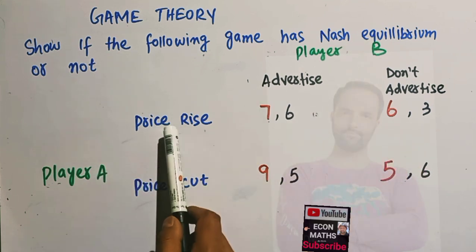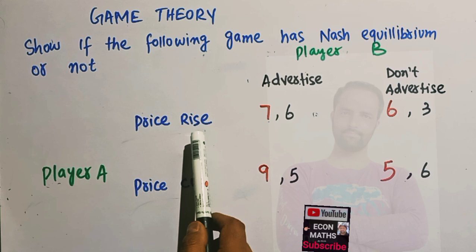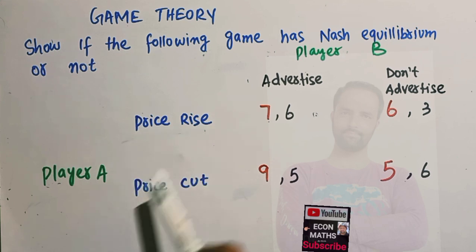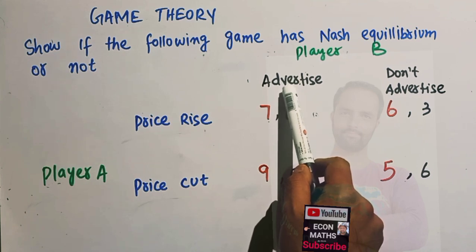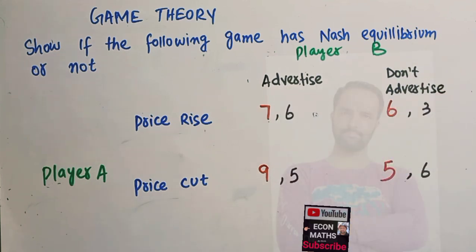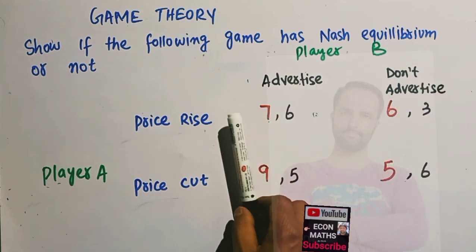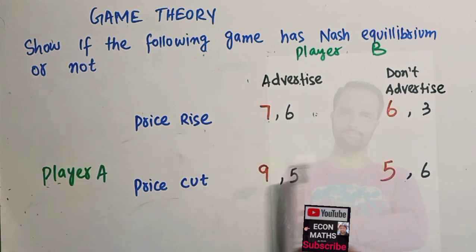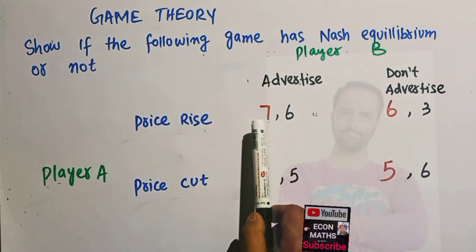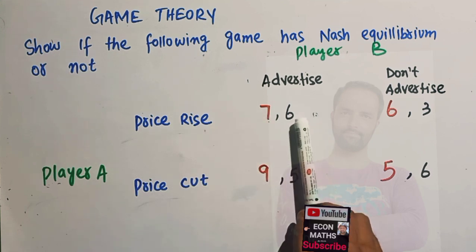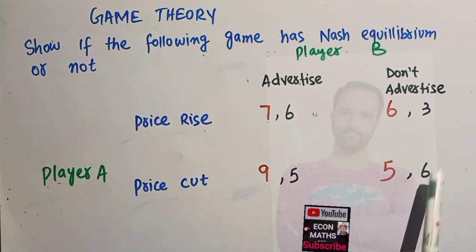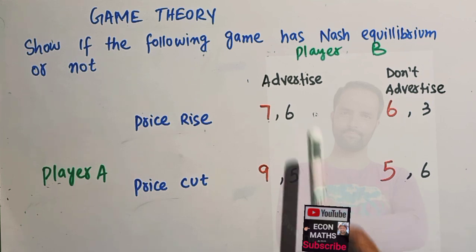Player A has two strategies, that is either to raise the price or cut the price. Player B has two strategies, that is either to advertise or do not advertise. The first element in each of these cells denotes the payoff for player A, which is denoted by red color, and the second element in each of these cells denotes the payoff for player B, which is shown here by black color.